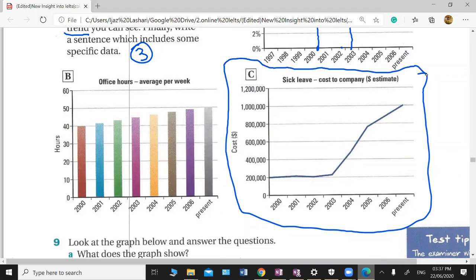It says sick leave cost to company is estimate. Then cost is in dollars, okay? And then it says from 2000 to present. And then it's here like 200,000, and it reaches up to quite a big number. Okay, 50 hours. Yeah, Anis, it's 50 hours. You all understand. Okay, so Anis, can you tell me something about C?